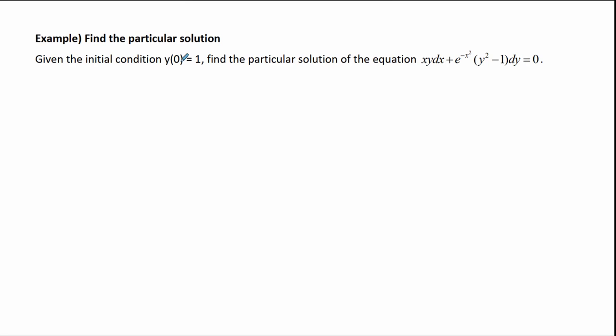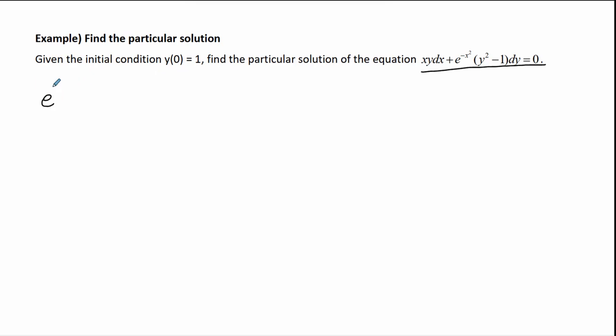So I know that all of this garbage here is equal to 0. And I want to put x's on one side, y's on the other side, and go from there. So the y squared minus 1 I'm going to leave here. I am going to bring over this xy dx over here. So I'm going to rewrite it as this.